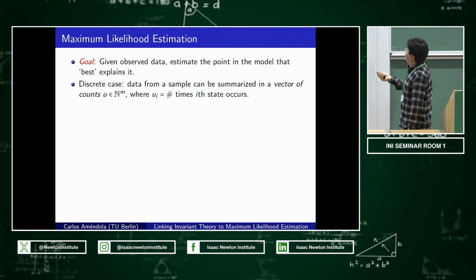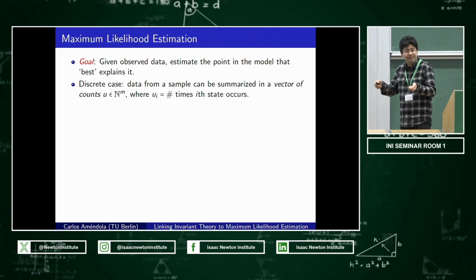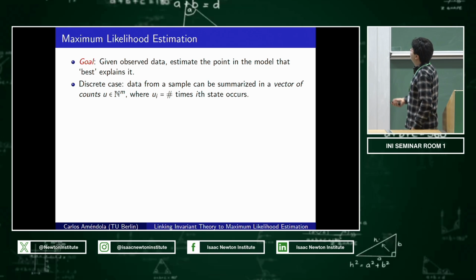And in this discrete case, the data can be summarized in a vector of counts. What does this mean? When you're observing these heads and tails, because of the way the sample is drawn, everything is independent. Then it only counts how many times you observed each state. So for this coin example, it only matters how many times you observe heads and how many times you observe tails. It doesn't matter the particular sequence that you actually observe. Okay, so these are the u_i's, and this is this vector of counts.